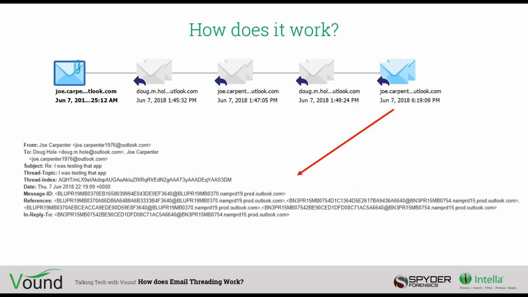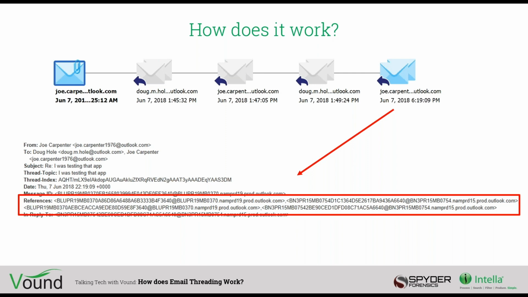So we'll skip ahead to the very last email in this thread. We have a response from Joe Carpenter to Doug Hall, and also to Joe Carpenter as well. And if you notice in the references field, we have a long list of message IDs. These are the message IDs for all the other 4 emails that came before it in the thread. So using the message ID field, the references and in reply to, Intella was able to rebuild this 5 email conversation. And then with the in reply to field, it was able to put it into order.